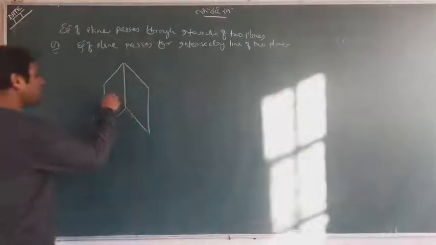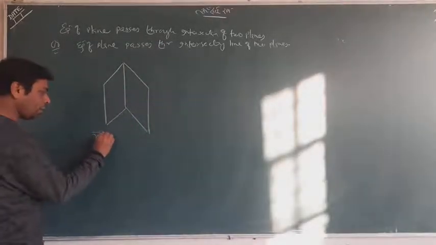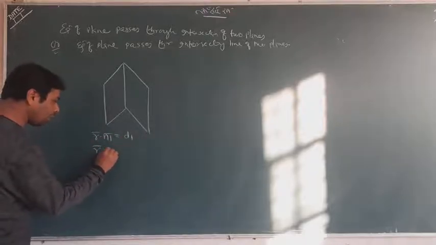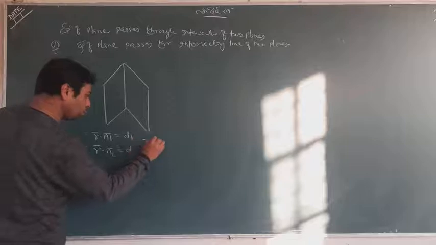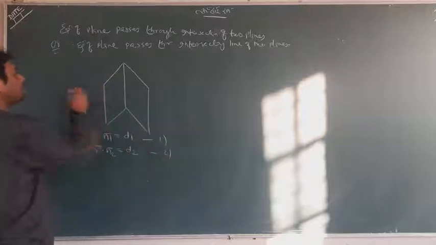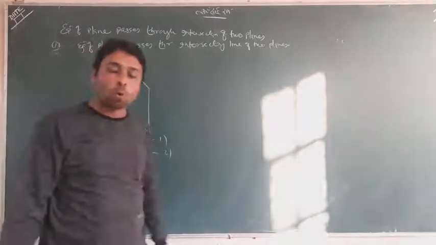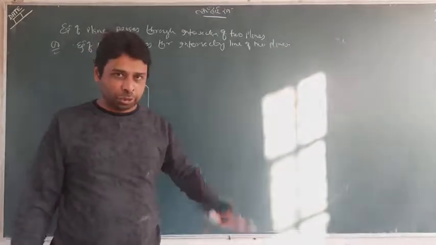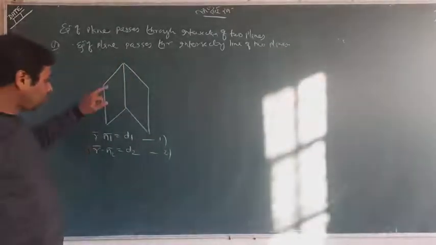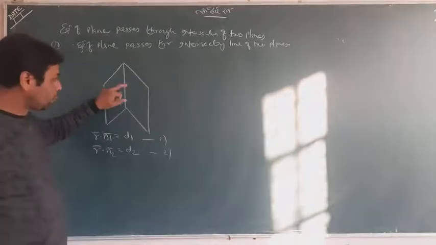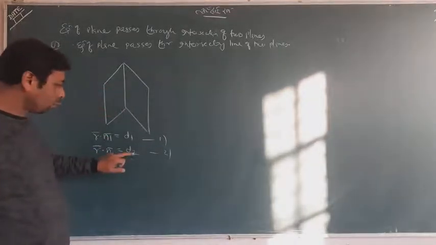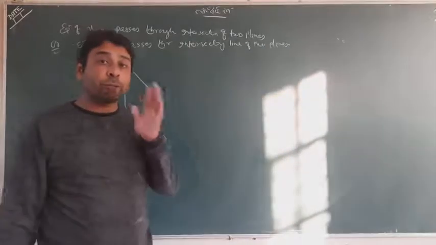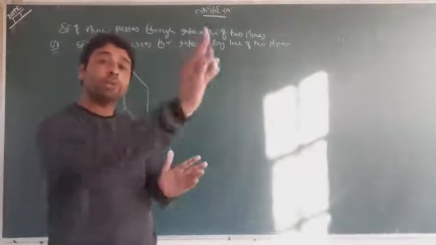Let me explain something. Suppose r dot n1 equal to d1 and r dot n2 equal to d2. We have two planes, and I'm telling you first by the vector method. I only give you an idea, but slowly I will come to my main aim, the Cartesian equation. So r dot n1 equal to d1 and r dot n2 equal to d2. Suppose these are two planes and we want to find the equation of the plane passing through the intersection of two planes.